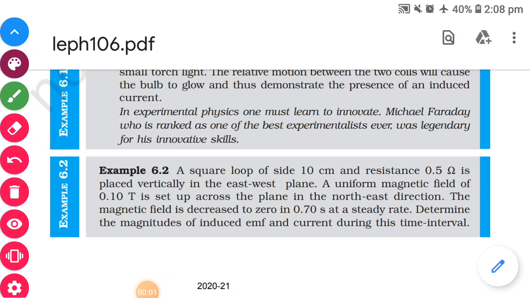Now example number 6.2. This is a numeric example. Here a square loop of side 10 cm and resistance 0.5 ohm is placed vertically in the east-west plane. A uniform magnetic field of 0.1 Tesla is set up across the plane in the northeast direction. The magnetic field is decreased to 0 in 0.7 second at a steady rate. Determine the magnitudes of the induced EMF and current during this time interval.